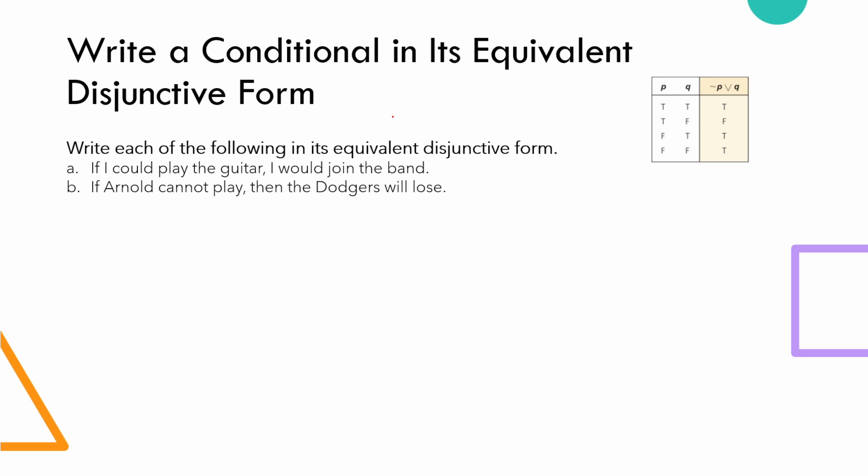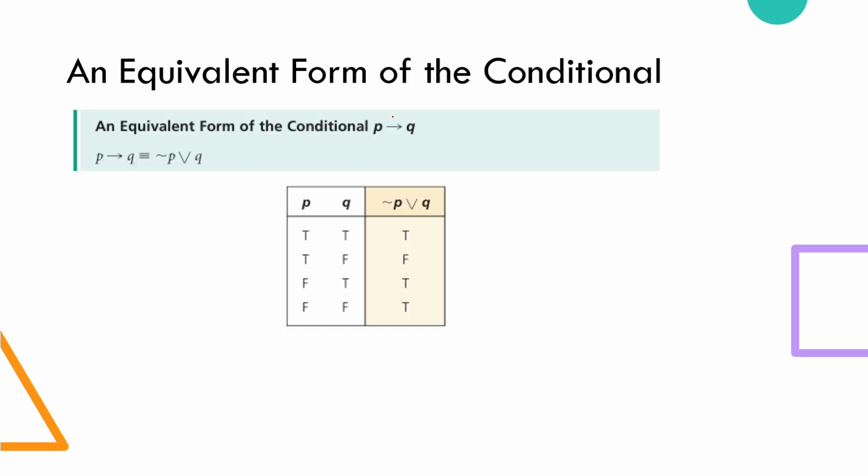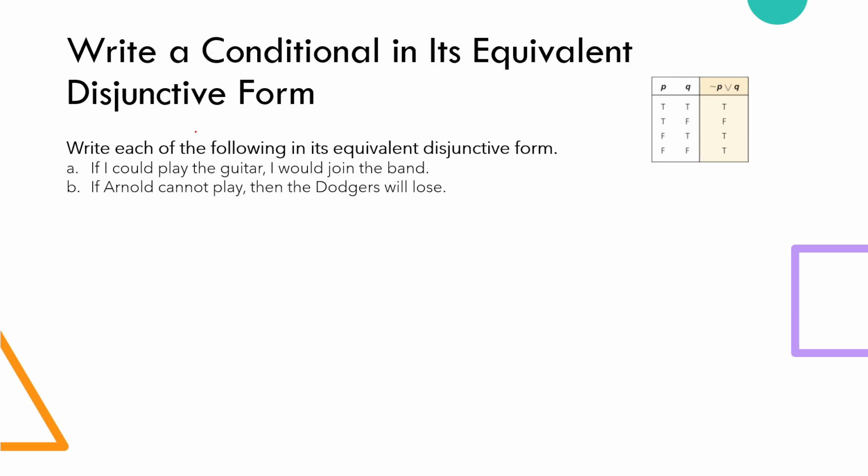Okay, write each of the following in its equivalent disjunctive form. So let us go back here. So this one, we have to think a bit. So P implies Q is equivalent to the negation of P disjunction of Q, or this is OR.